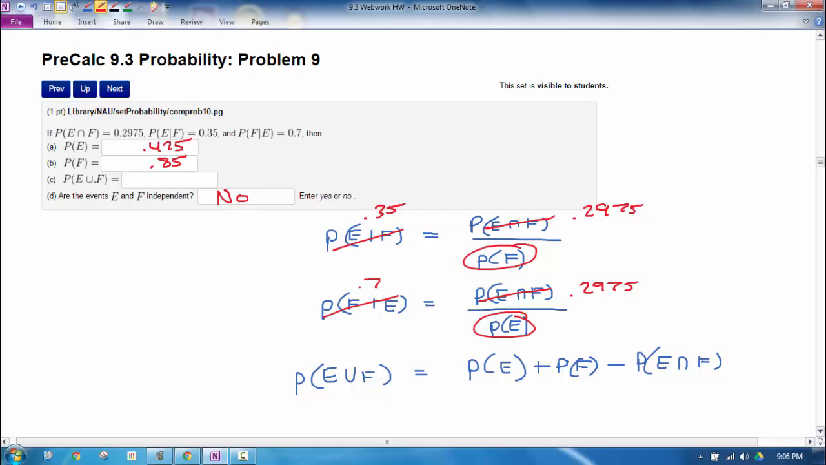Now the probability of E or F is this formula right here. So we're going to use these two probabilities, 0.425 plus 0.85, and minus the intersection of the two, which is 0.2975. And that gives us our answer of 0.9775.